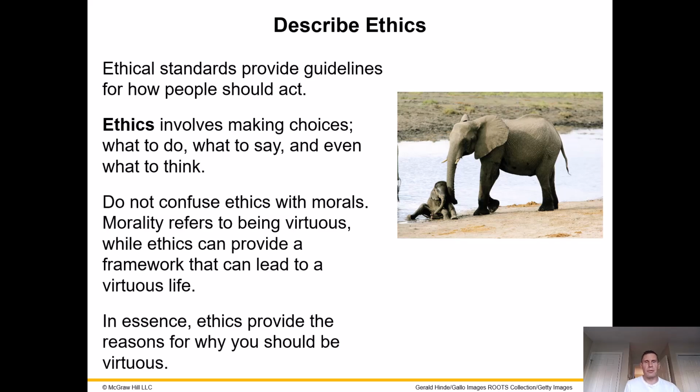So ethical standards provide guidelines for how people should act, etc. Now, ethics involves making choices, what to do, what to say, and sometimes even what to think. Now, don't confuse ethics with morals. Morality refers to being virtuous, while ethics can provide a framework that can lead to a virtuous life. In essence, ethics provide the reasons for why you should be virtuous.